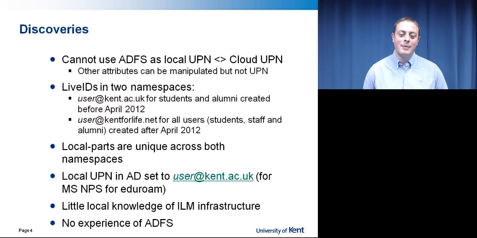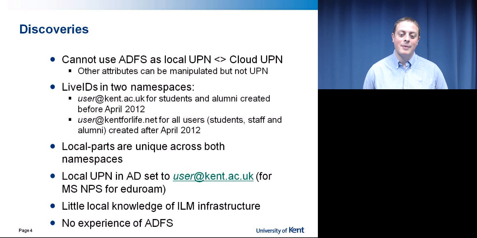Another thing we discovered while we were talking to OCG is that your UPN in your Active Directory and the UPN up in your Office 365 instance have to match. This may be okay for you. It's not okay for us. We've got users splattered across two separate Live ID namespaces for reasons I'm not going to go into now, but that's the way it is. And on site, our Active Directory UPN is set to their username at kent.ac.uk, and that's because we need our eduroam infrastructure for that to be correct because of some restrictions that the NPS software puts on it.